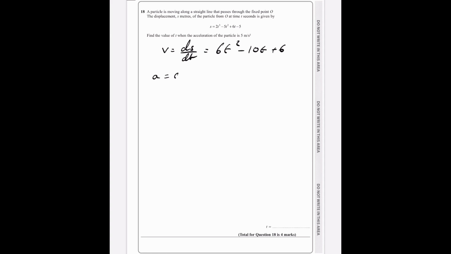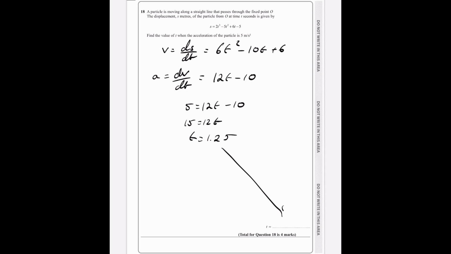To get from velocity to acceleration, we differentiate again. We find dv by dt. So differentiate again to get 12t minus 10. We can equate that to 5. It tells us that the acceleration is 5, and solve the equation to find the value of t. Add 10 to both sides, divide both sides by 12, we get t equals 1.25 seconds.